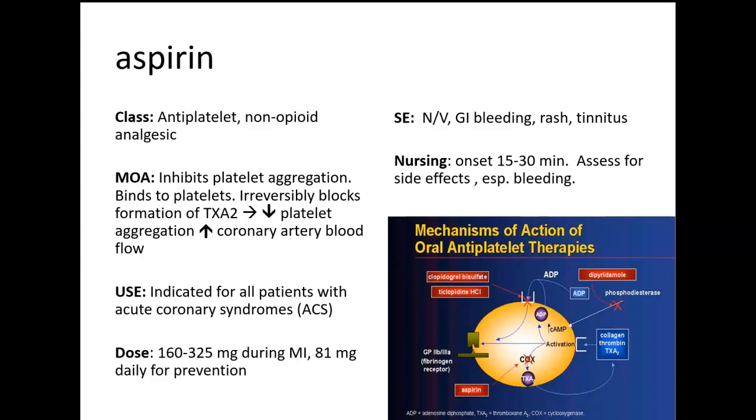But the dose during MI, so if a patient comes in to the ED and they say, oh, my chest hurts, they put them on an EKG, they see an ST segment elevation. Remember, we talked about STEMI, ST elevation MI. They're probably going to give them a couple of chewable aspirin. As long as the patient's awake, they're going to say, you know what, go ahead and chew these up. And they're going to literally give aspirin on the spot to try to help with that.